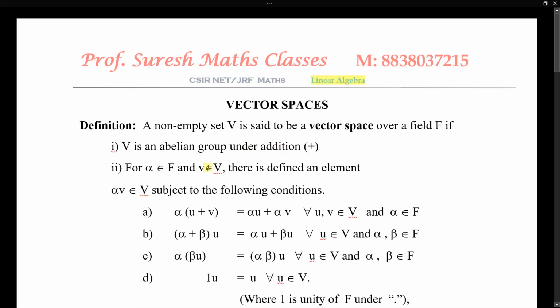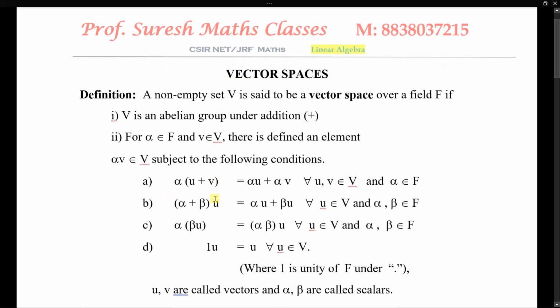So we need a vector set. V is called the vector set and F is a field. So alpha is a scalar and here V is a vector. There is defined an element alpha V. This is called scalar multiplication, but this element must belong to V subject to the following conditions.